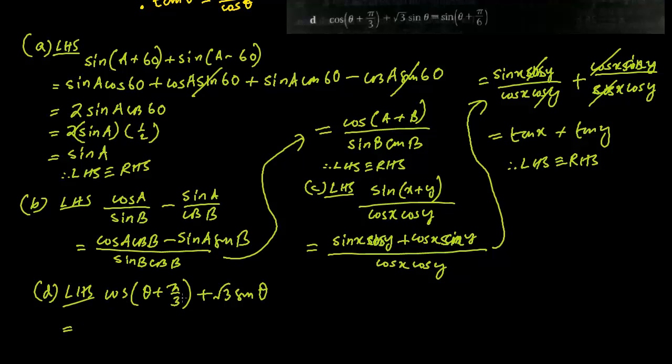So if we break cos A plus B, it is going to be cos, minus sine, and we have this thing plus square root of 3 sine theta. Now we have to break this down.